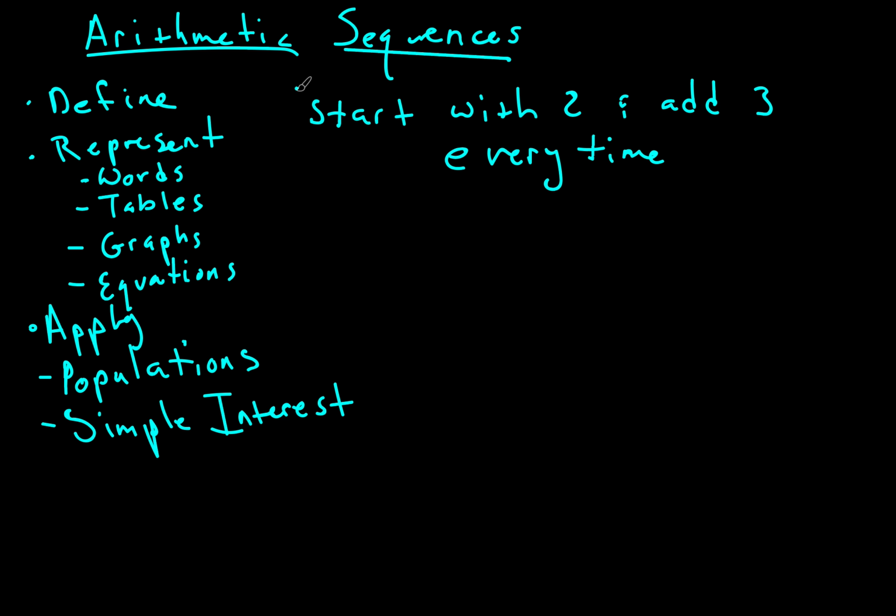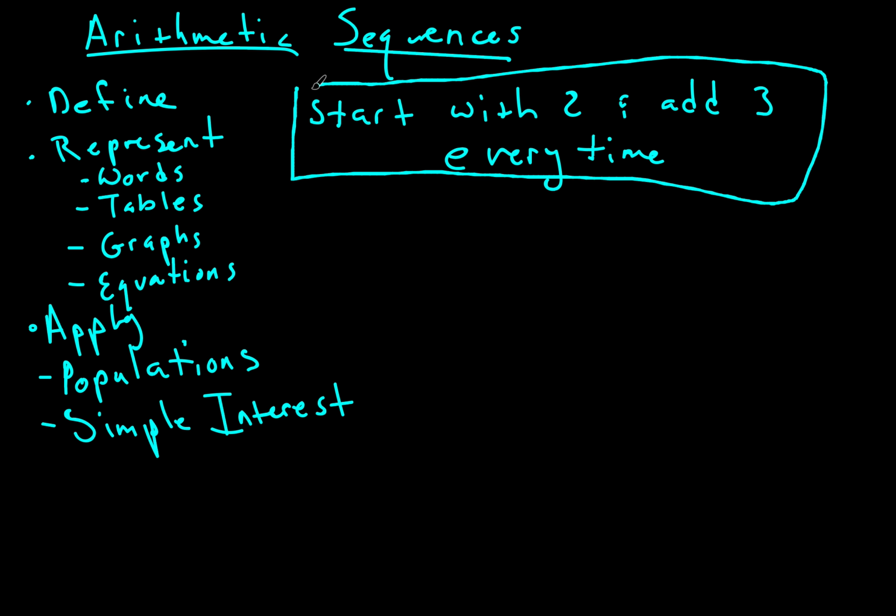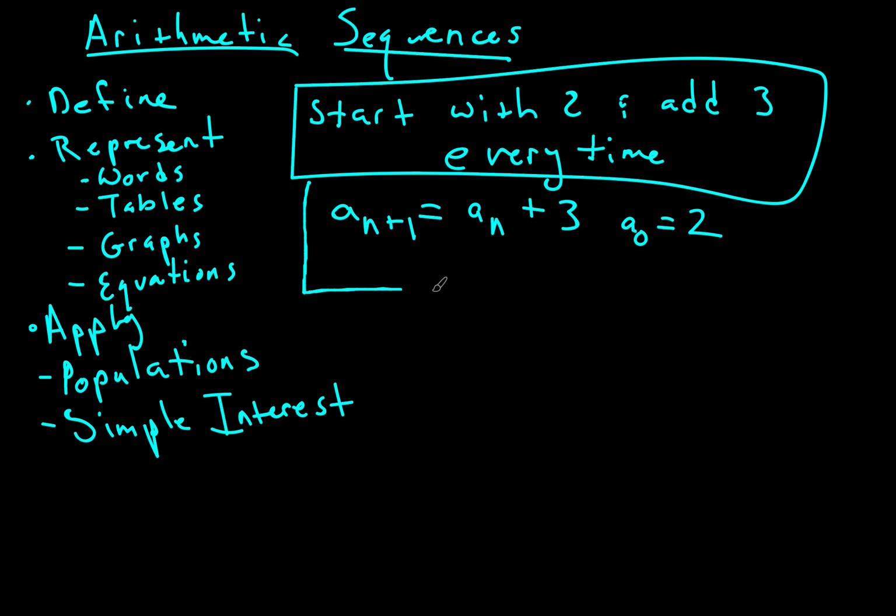So here is an arithmetic sequence expressed one way in words. In symbols, we represented this recursively by saying that the next term is equal to the previous term plus 3, and we're saying our first term is equal to 2. And this was our recursive definition.